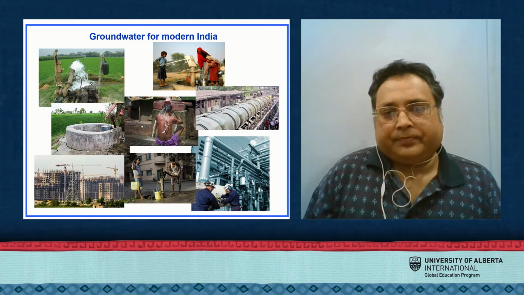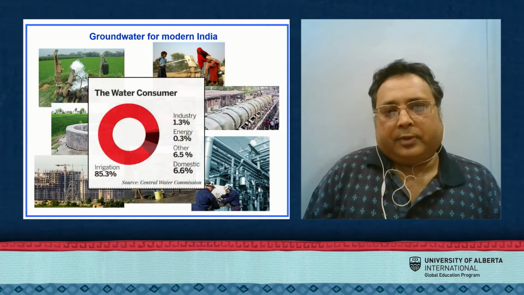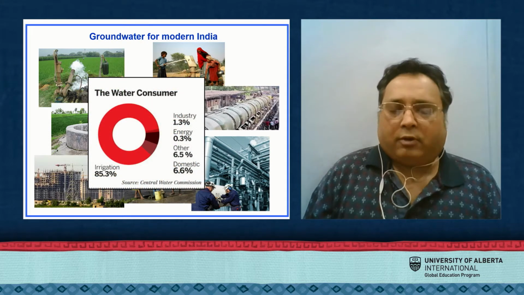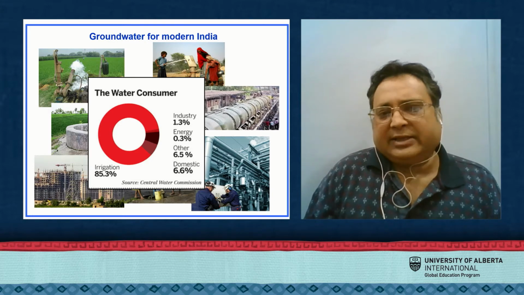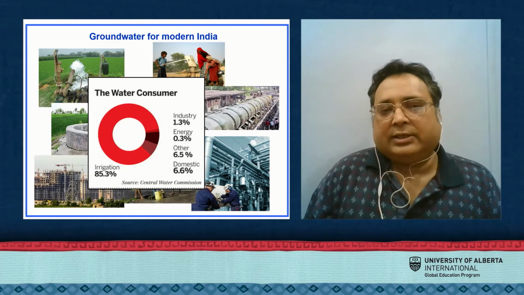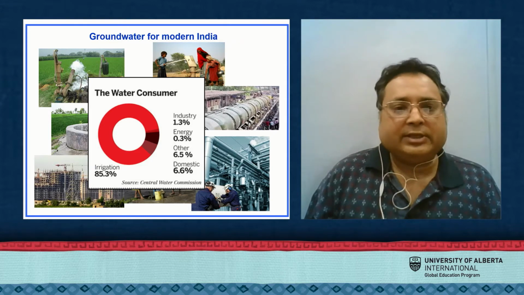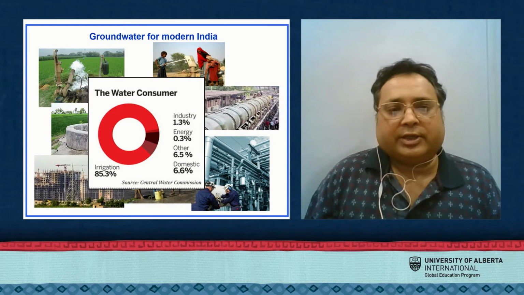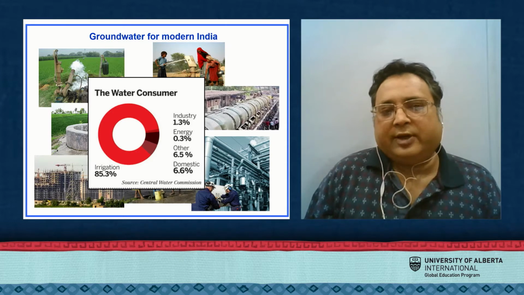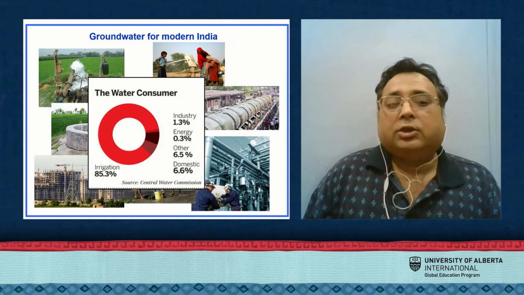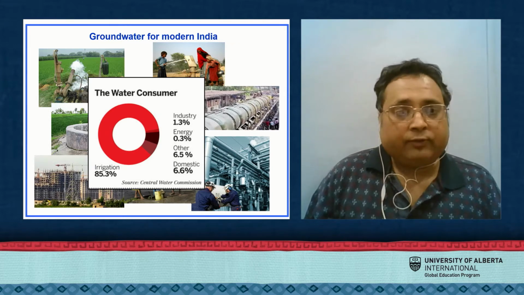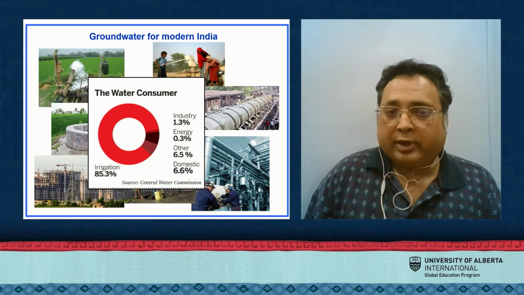Of this, about 85% of the water is actually used for food production, and the rest, about 15% or less, is actually used for drinking water purposes, industrial needs, energy production, and so on. So a whopping 85% of the water is required for food production. So when we are talking about groundwater, it's not just the water we are talking about, it's also the food that we are looking for 1.3 billion people.